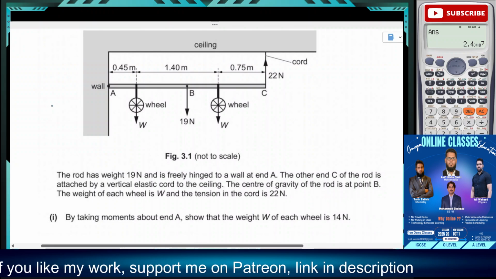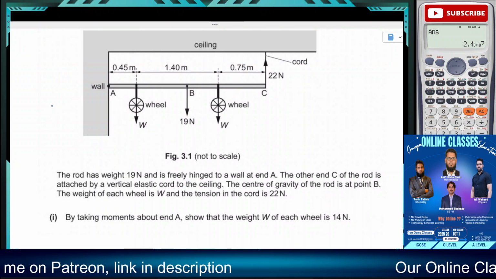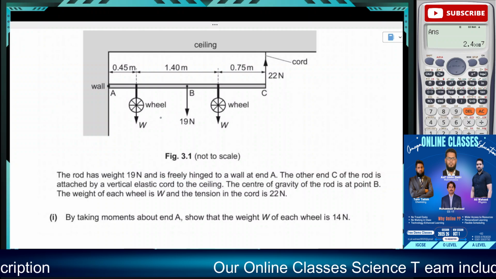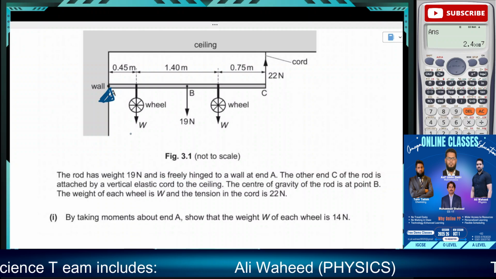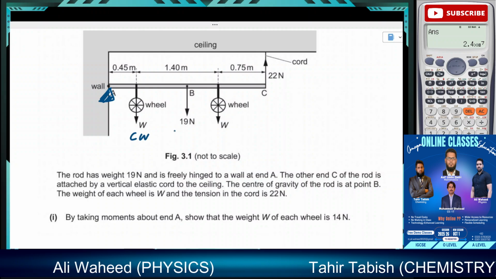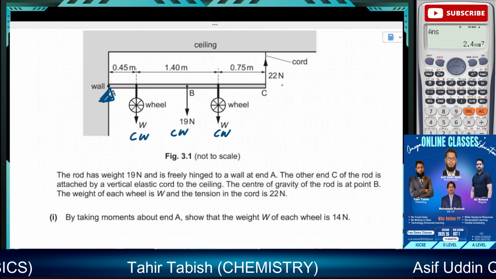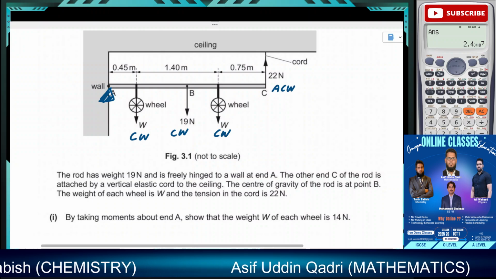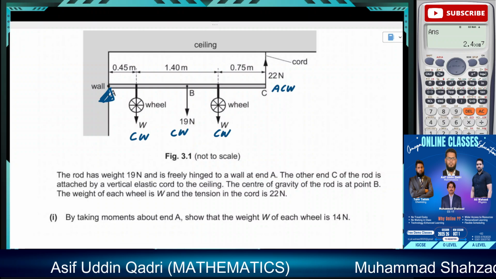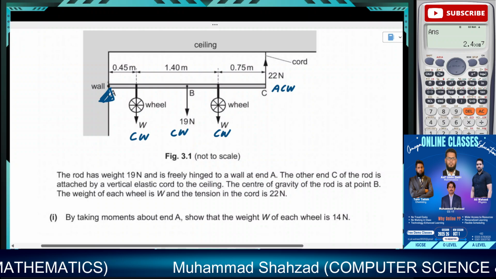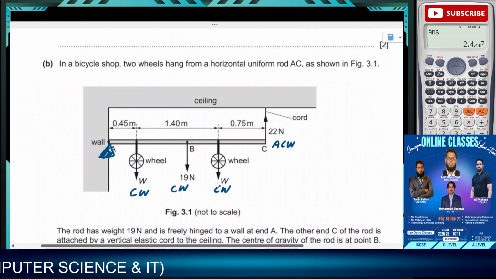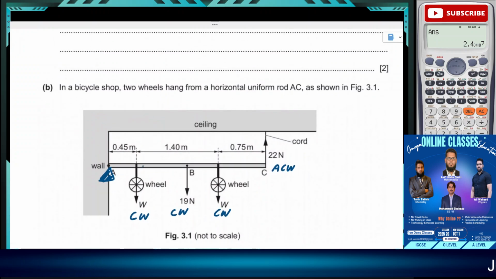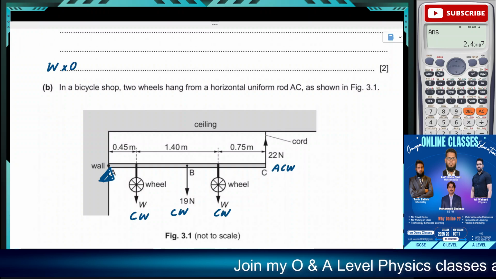Okay, so we need to find the weight of each wheel. We need to find the value of W. So what is the pivot? A is the pivot. So this one goes clockwise, CW clockwise, CW clockwise, ACW. Only the last one is anti-clockwise. So let's do it this way: all the clockwise moments on one side, all the anti-clockwise moments on the other side. So what do we have clockwise? The first one is W times 0.45.